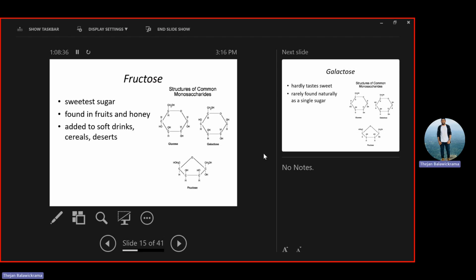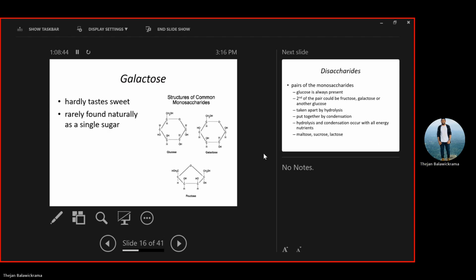That is fructose. Let's come to the next, galactose. Galactose is this one. It's a bit hard when we look at the structure. It's a bit hard to recognize the difference between glucose and galactose, isn't it? Hexagon, hexagon.